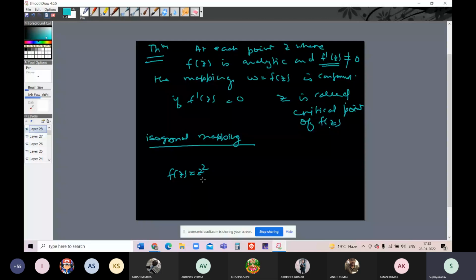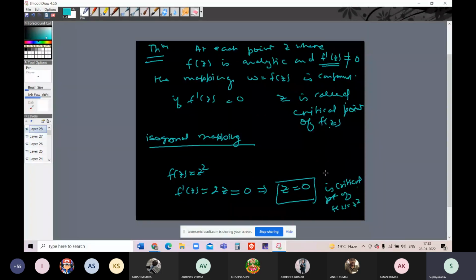So you have to find its derivative, which will be 2z, and the point where this f dash z vanishes will be called the critical point. There the mapping will not be conformal. Equating this to 0 implies that z is equal to 0. So at the origin, this mapping is not conformal. So z is equal to 0 is the critical point of f of z is equal to z square, and at all other points it is a conformal mapping. On other points, it will map every z to w conformally.